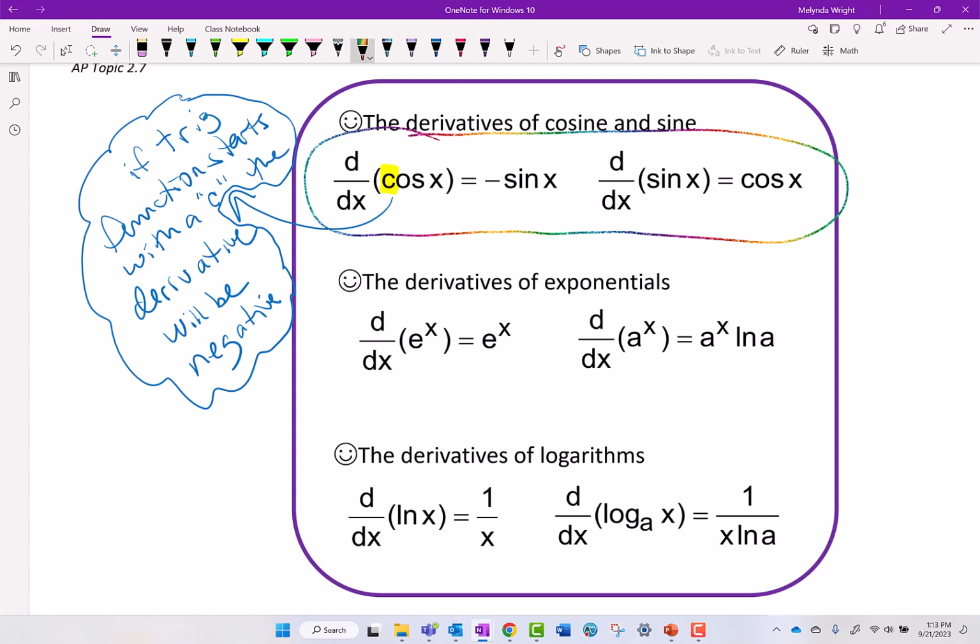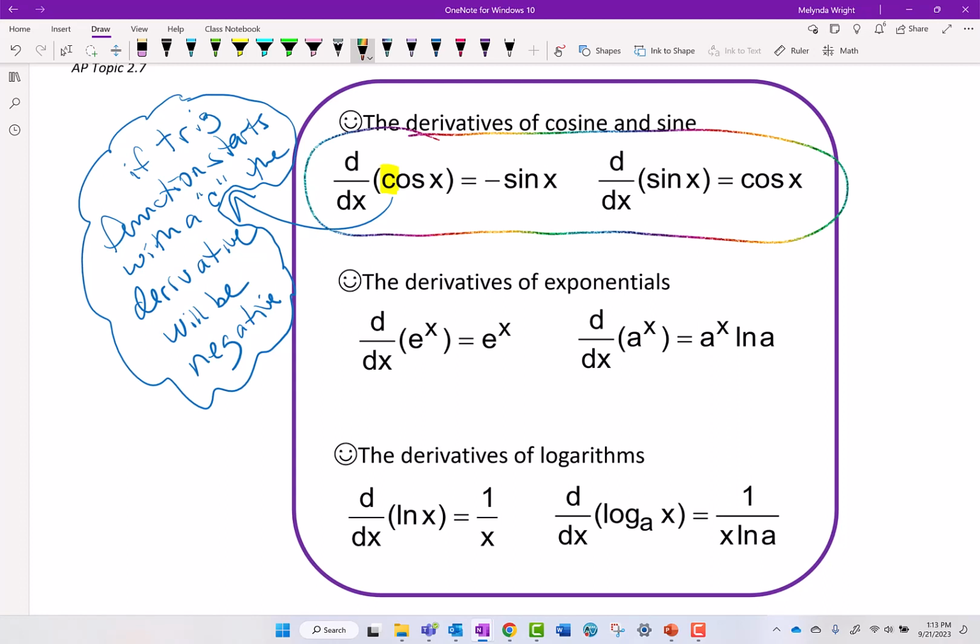Then we have derivatives of the exponentials. And I don't know if you remember in pre-cal, e to the x scared people, like, oh my gosh, e to the x. But in calculus, we love e to the x because the derivative of e to the x is e to the x. It can't be simpler than that.